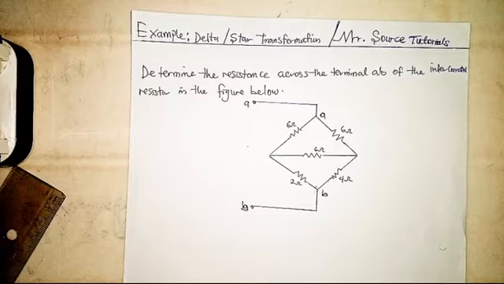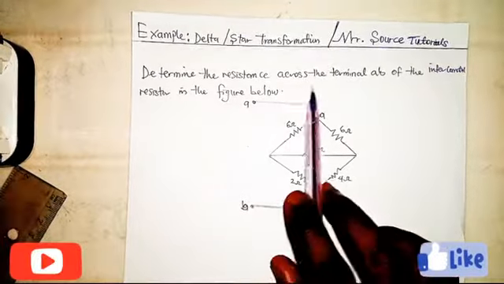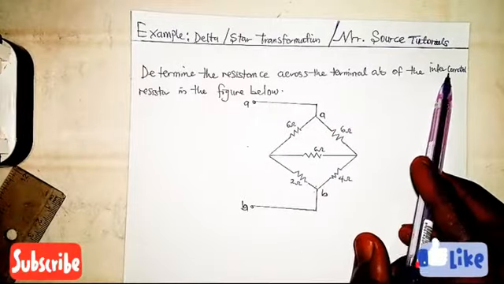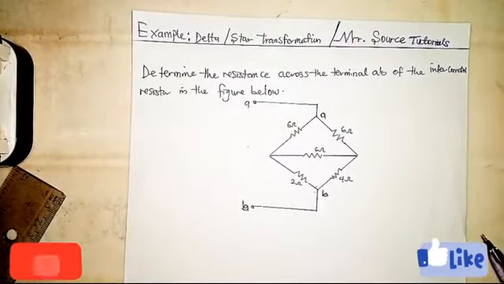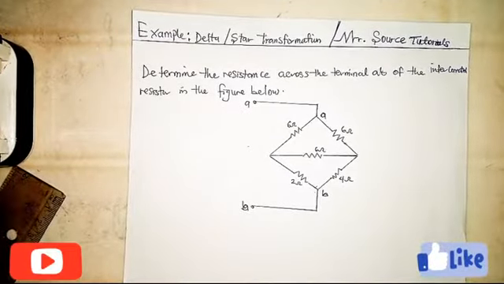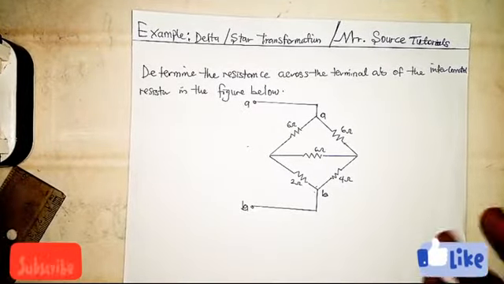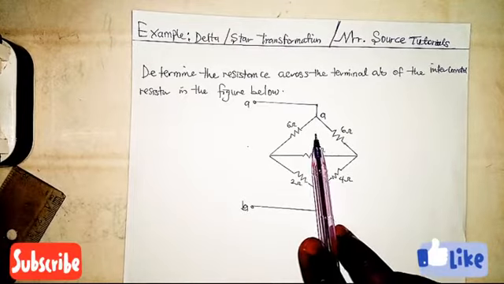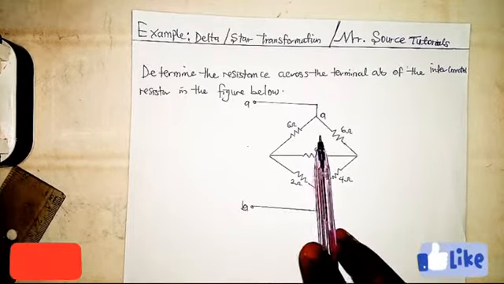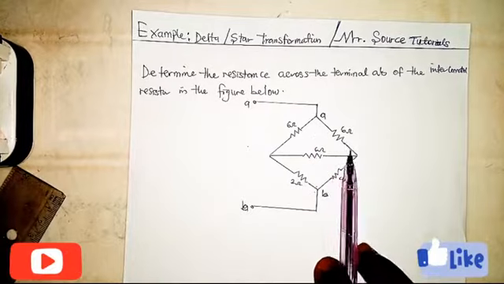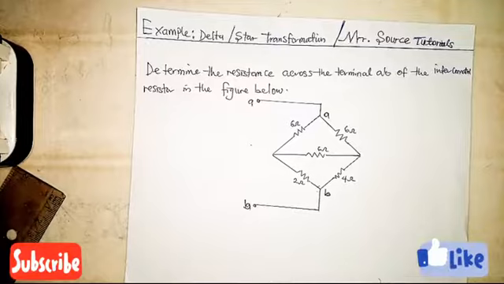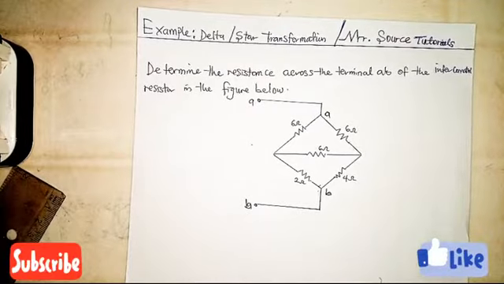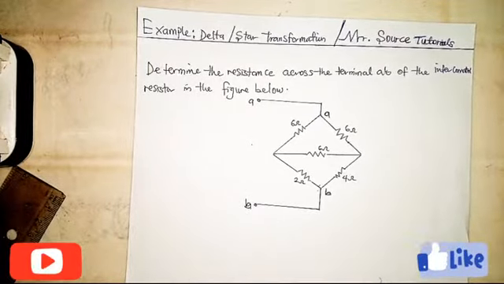Let's consider this problem that says: determine the resistance across the terminal AB of the interconnected resistors in the figure below. Now in this problem, we are going to consider this circuit as shown below. We have seen that this is a delta connected part and this also is a delta connected part. So you can choose to take any of them to make life easy for us. Let's take the upper side.